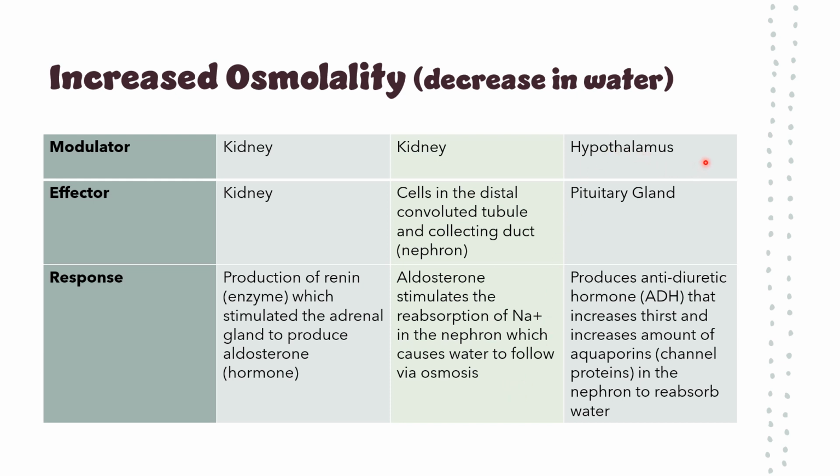Lastly, another modulator is the hypothalamus. So this is in the brain. It's going to send a message to the pituitary gland, also in the brain. This is one of our glands from the endocrine system. This pituitary gland is then going to produce antidiuretic hormone, so ADH, and ADH increases your thirst.